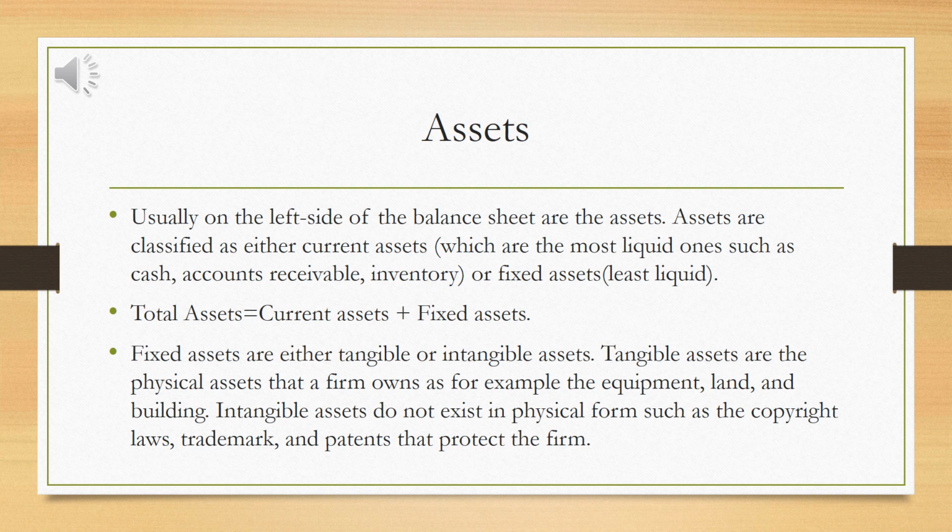Tangible assets are the physical assets that a firm owns, as for example the equipment, land, and building. Intangible assets do not exist in physical form, such as copyright laws, trademark, and patents that protect the firm.